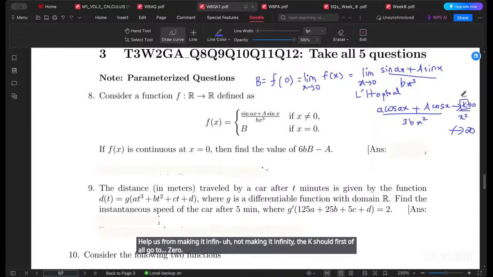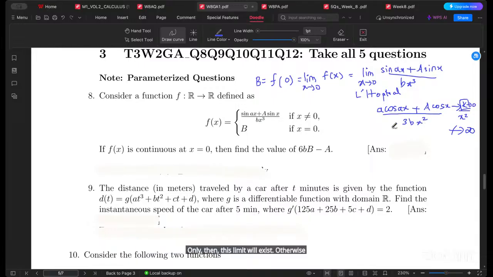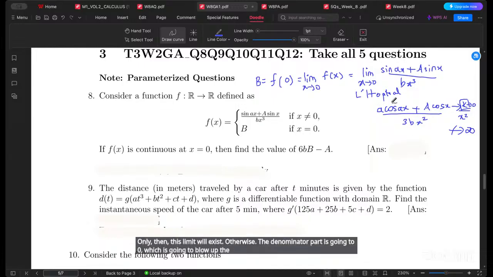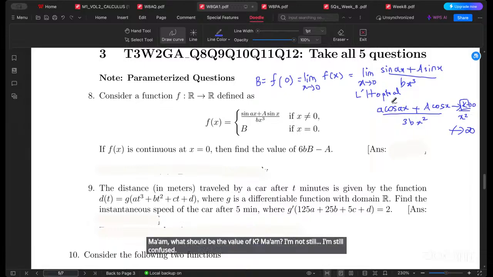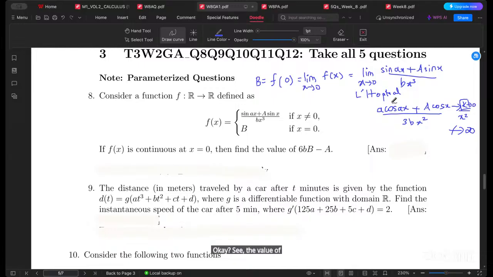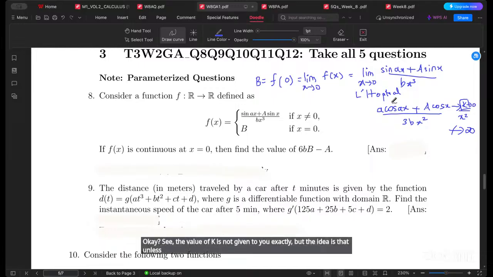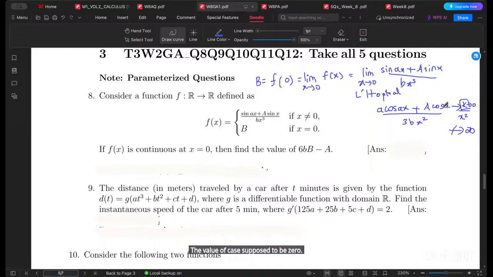Only then will this limit exist. Otherwise, the denominator goes to 0, which is going to blow up the whole term here. Okay? Ma'am, what should be the value of k? I'm still confused. See, the value of k is not given to you exactly, but the idea is that unless k is going to 0, this value is supposed to be 0, it will blow up to infinity.